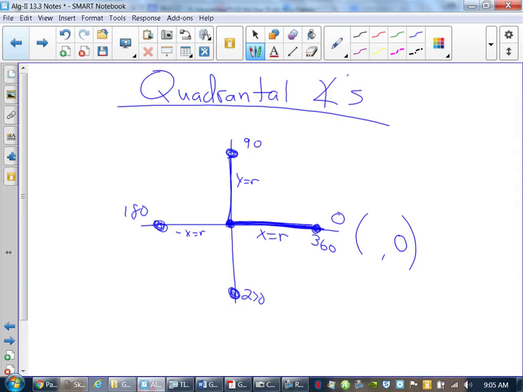So in this case, it's going to be whatever your value of x is. It doesn't matter, because the x and the r value are the same. As you move up here, what became 0? X became 0. Here it was negative x and 0. Here it's 0 and negative y.